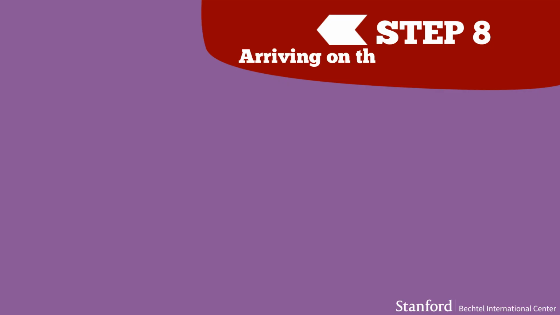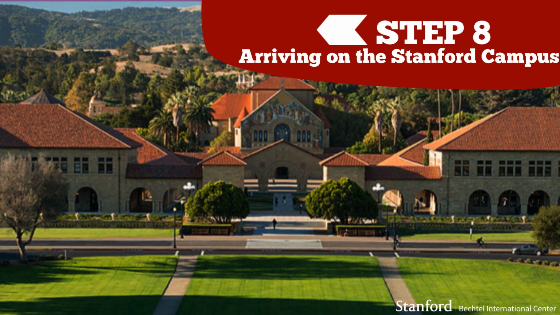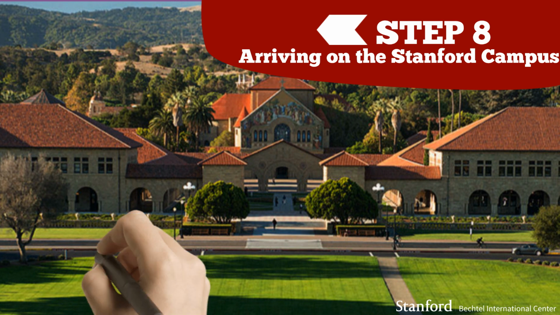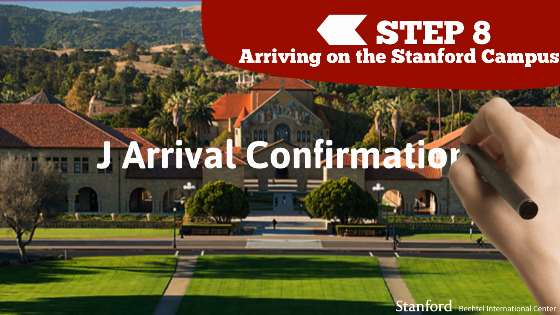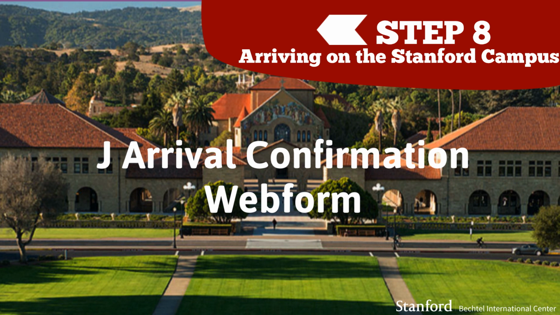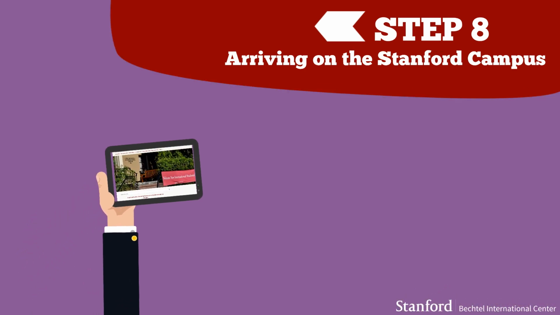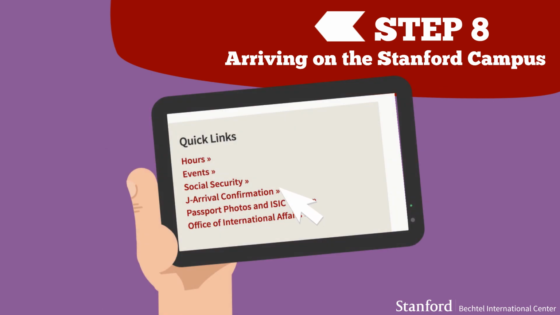One question we hear a lot is, what do I do when I arrive on the Stanford campus? The first thing you should do when you arrive at Stanford is complete and submit your arrival confirmation web form. The link to the web form is in the brochure. You can also go to Bechtel Center's homepage and look for quick links. We can now validate your SEVIS record.